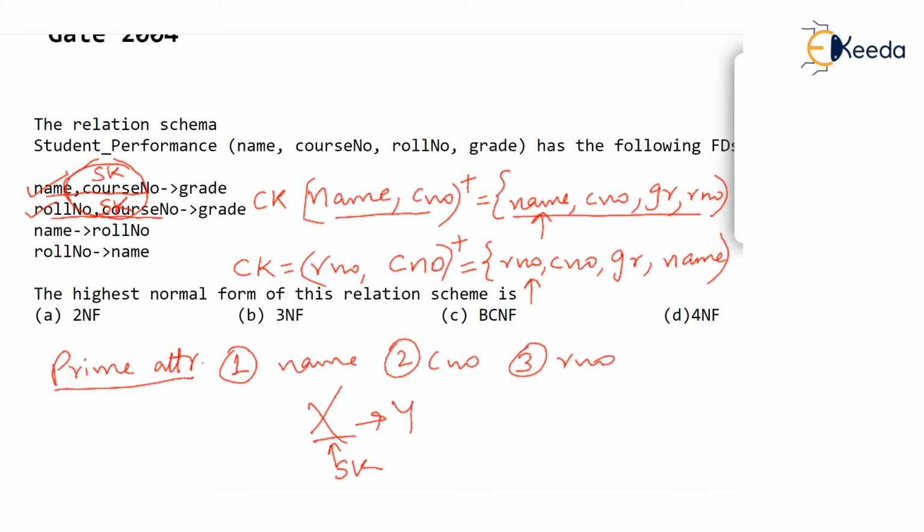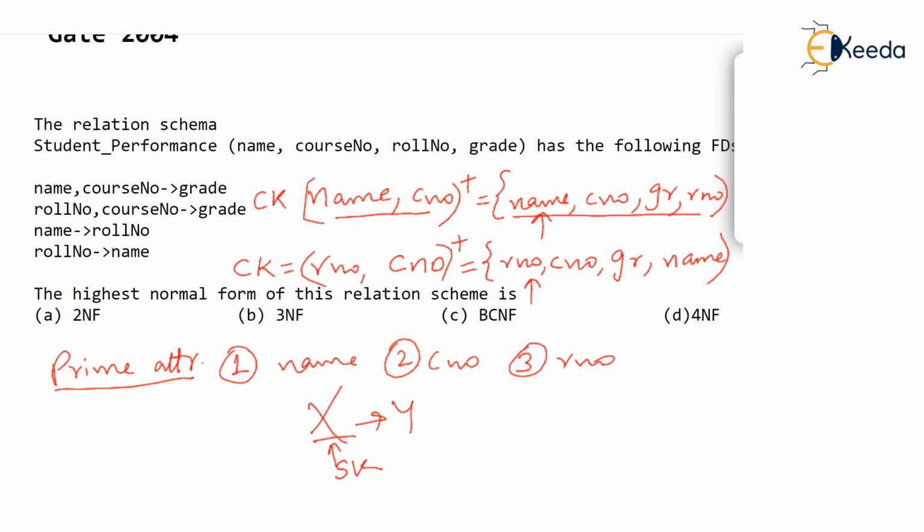But name determines roll number is not in BCNF because left hand side is not a super key. Super key will be the one which has at least the attributes which are forming candidate key, or more attributes added to candidate key. And the last dependency also does not follow BCNF. Left hand side is not a super key. So then you check, is this table in 3NF?